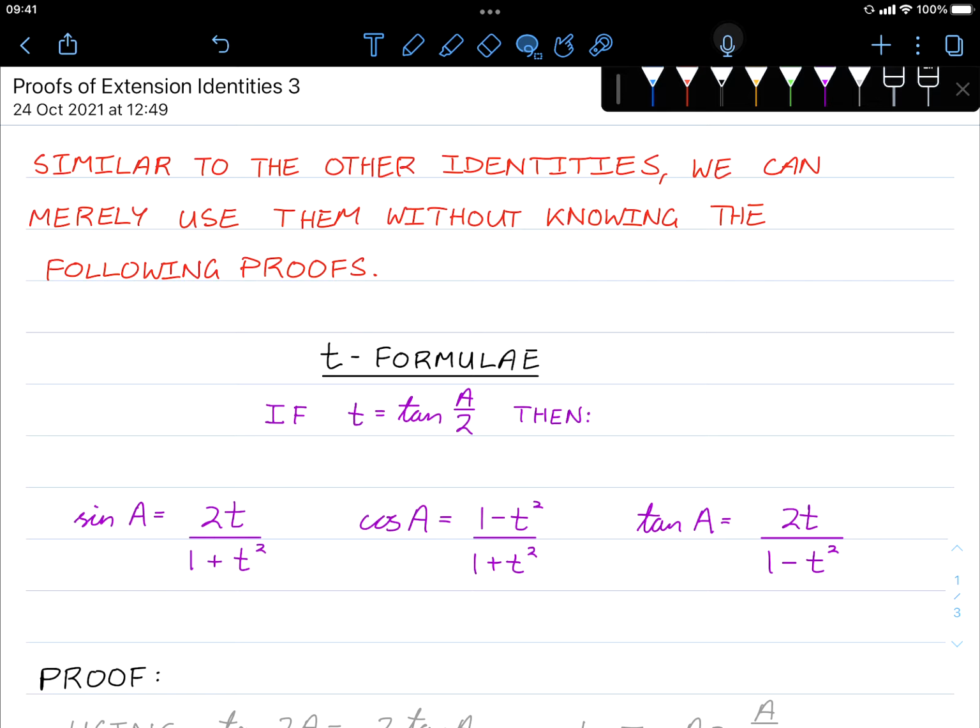Hello class, this is a video tutorial on the proofs of extension identities part 3. Similar to the other identities, we can merely use these identities without knowing the following proofs I'm about to demonstrate.